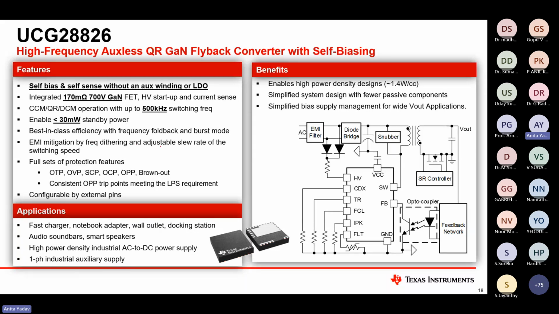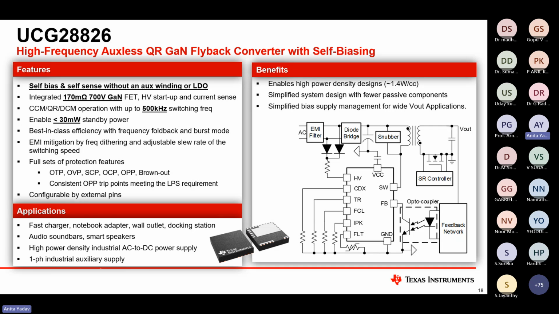It also has adjustable slew rate of the switching speed, and a full set of protection features such as over temperature protection, over voltage protection, short circuit protection, over current protection, over power protection, and brownout, and consistent overpower protection trip points meeting the LPS requirement. These protection features and a few more things like TR pin, like turns ratio, frequency, peak current, are all configurable by the external pins and can be set using the registers.